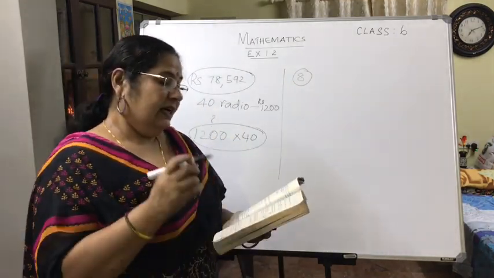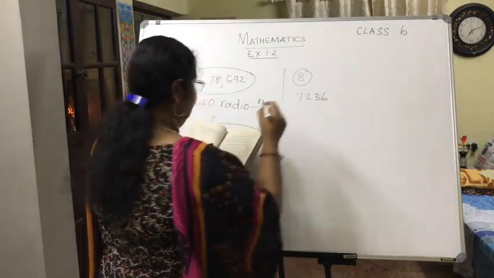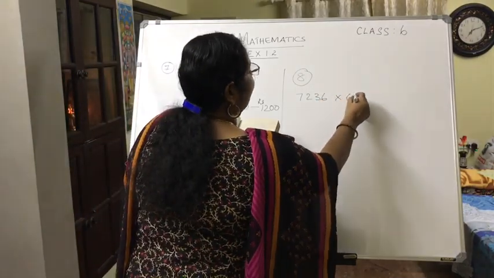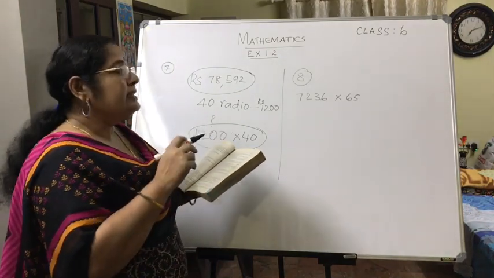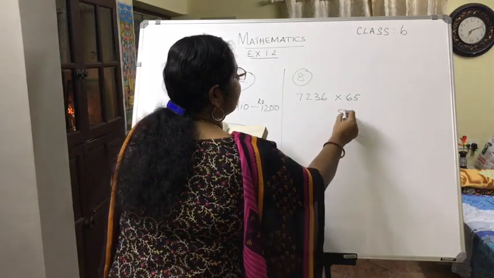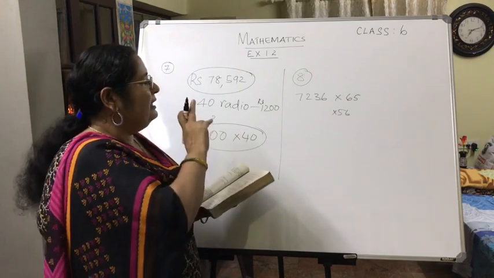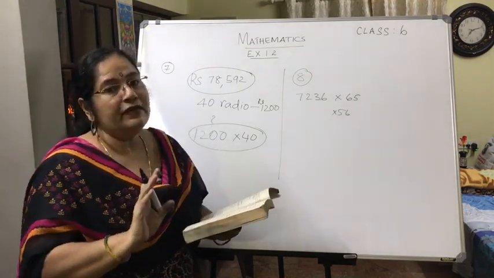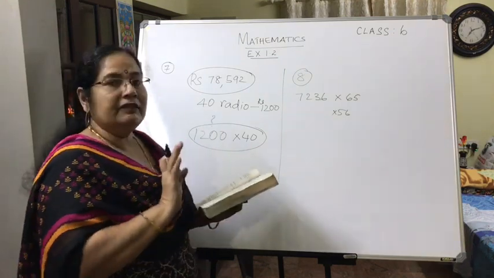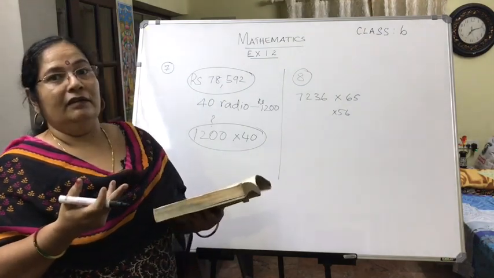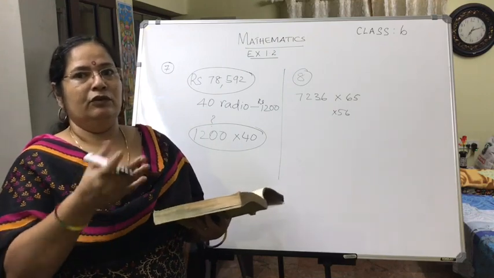The question is, a student multiplied 7,236 with 65 instead of multiplying by 56. What is the meaning of that? The student was actually asked to multiply 7,236 with 56 only. But unknowingly, by mistake, the child multiplied 7,236 with 65. Most of us make this mistake, isn't it? The numbers go this way, that way. Instead of 25, you will do 52.